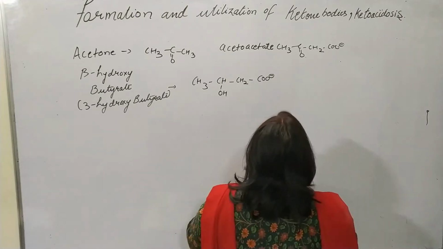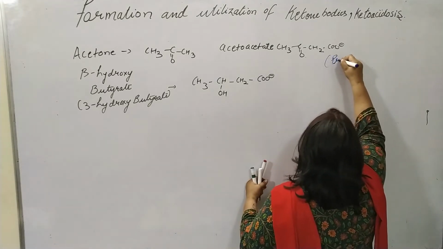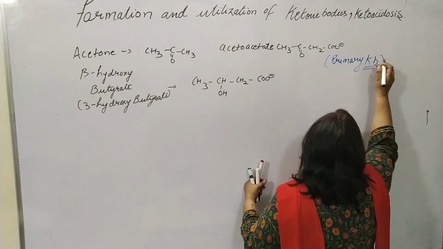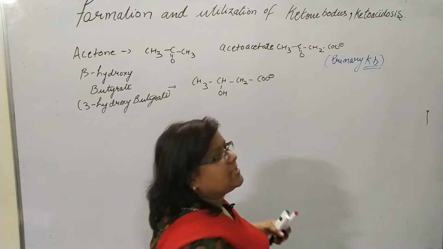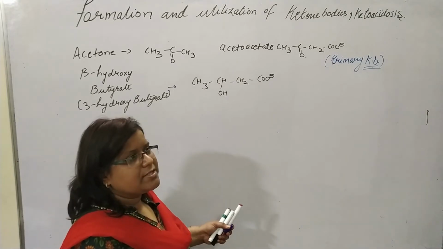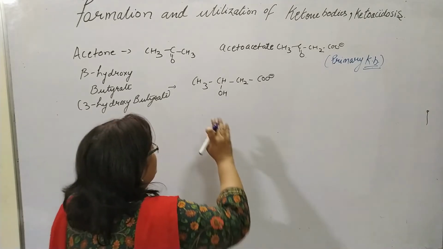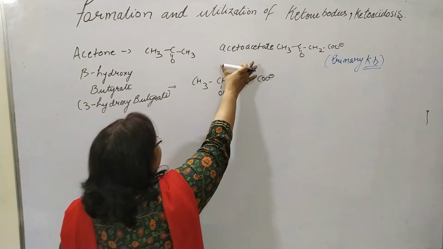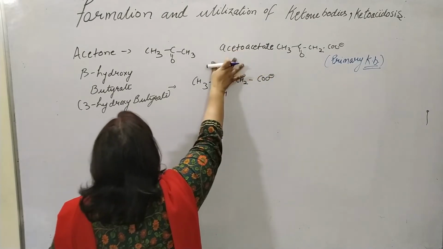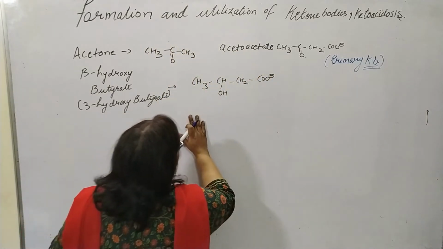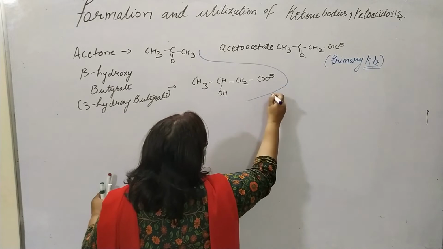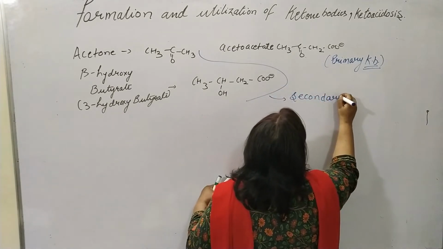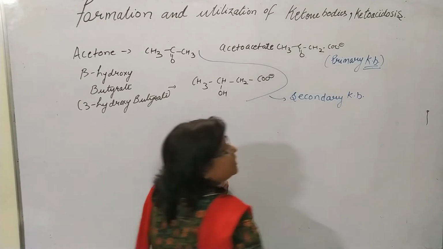Here, acetoacetate is referred to as the primary ketone body. Ketone bodies I am referring to here as KB. Acetoacetate is named the primary ketone body because in the formation, acetoacetate forms first, and this acetoacetate converts into acetone and beta-hydroxybutyrate. So they are both named secondary ketone bodies.